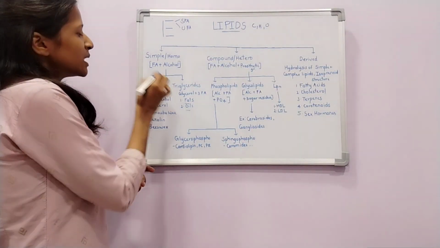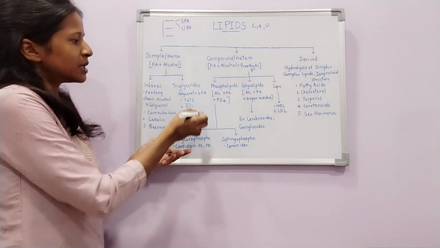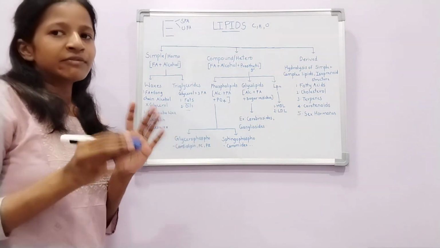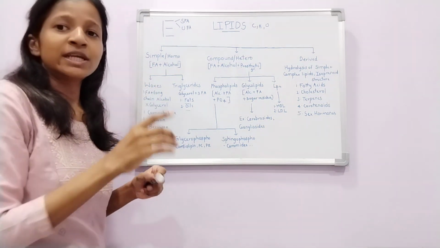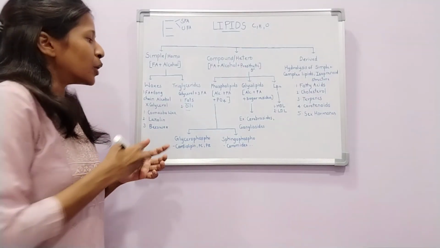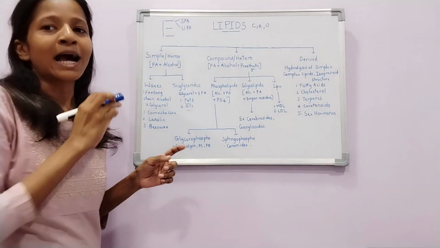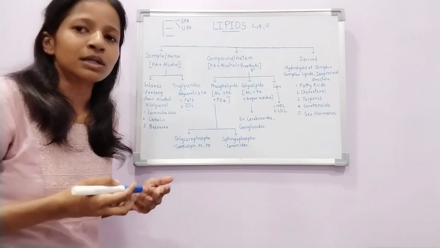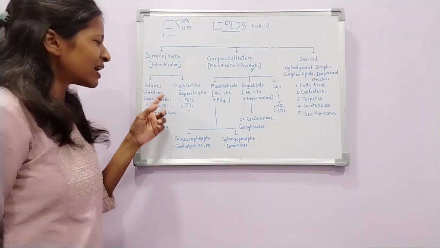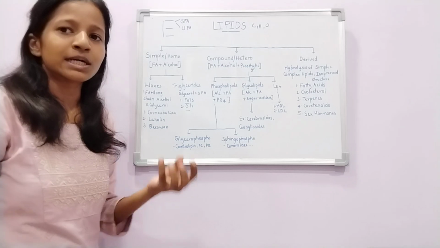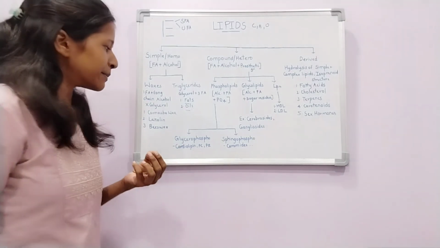Right? Now, coming to the waxes, they are pretty much similar to triglycerides. The difference is that here there is one long chain fatty acid molecule bonded to one long chain alcohol, which is not glycerol. So that is the difference between waxes and triglycerides. And waxes have a higher melting point, that's why they are very solid at room temperature.